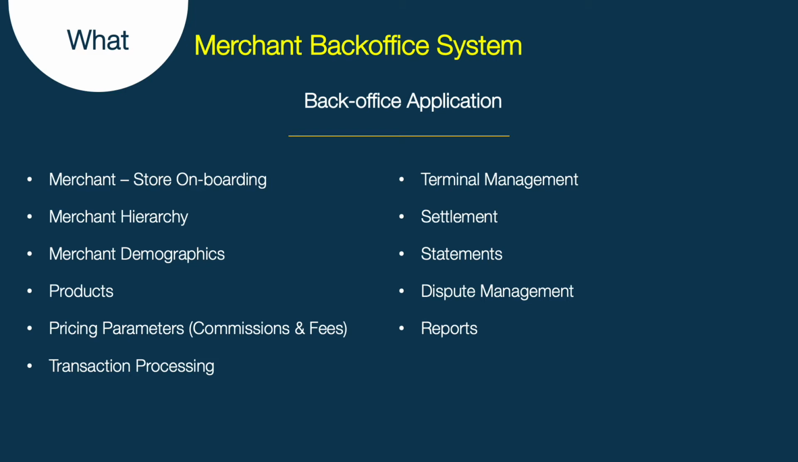Products means the schemes that the merchant and stores would actually accept. So each merchant would be tagged to a set of schemes that one would accept. The next ones are pricing parameters, which are related to the interchange and various fees that would be levied. The merchant back office system should also support transaction processing, which means accepting the transactions from the processing switches, posting them onto the merchant and store accounts, and settling them.